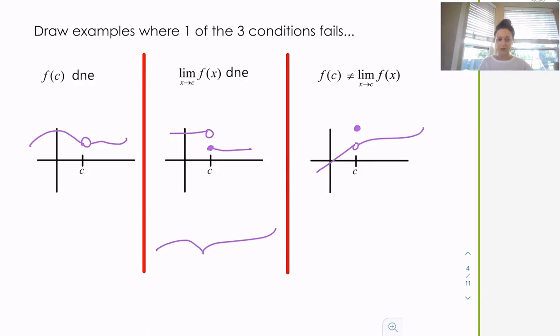Here we've got a graph where the function value exists, but the limit does not. Is the graph in the middle continuous? No, it's not, right? I'd have to pick up my pencil in order to draw that. And then that last one, both the limit and the function value exist at x equals c. However, they're not equal to each other. So is that last graph continuous at x equals c? No, it's not. Again, I need to pick up my pencil in order to draw it. So you can see all three of these conditions are necessary in order for a function to be continuous.